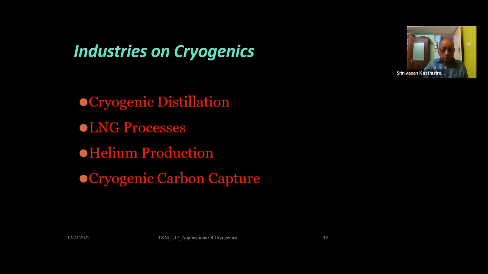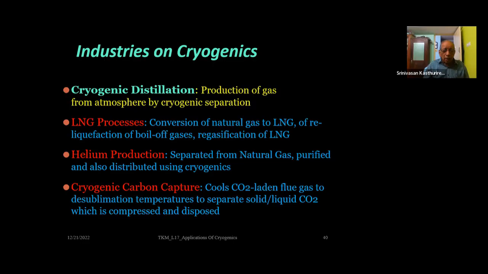Then there are LNG processes, and helium production is something very important because you can reach a very low temperature. Also cryogenic carbon capture is another important area for industries to pursue. What is cryogenic distillation? It is the production of gas from the atmosphere by cryogenic separation. LNG processes are, for example, the conversion of natural gas into LNG, or reliquefaction of boil-off gases, regasification of LNG, etc.